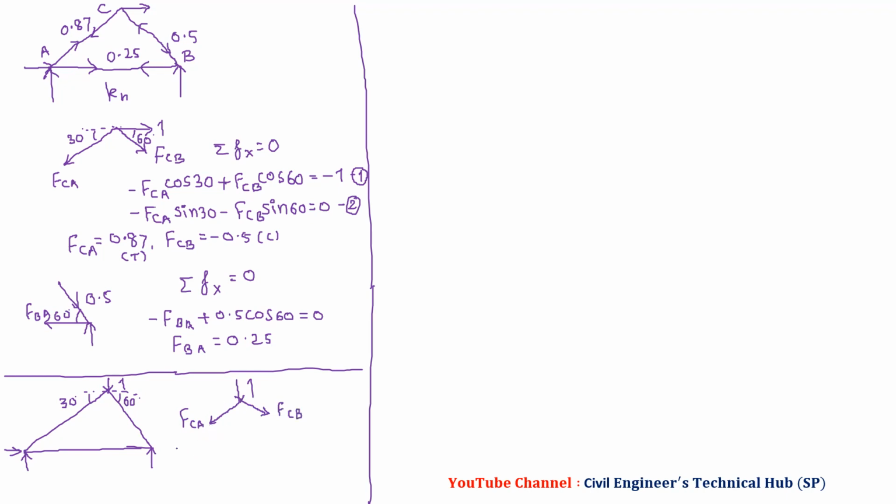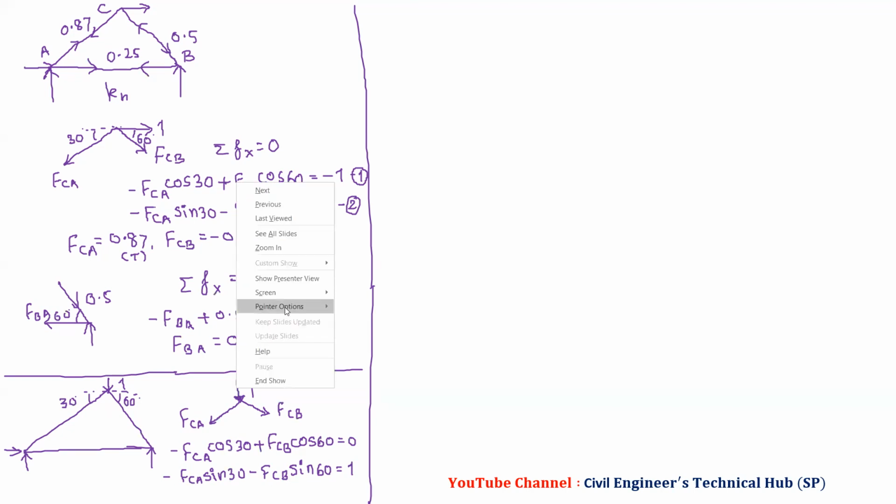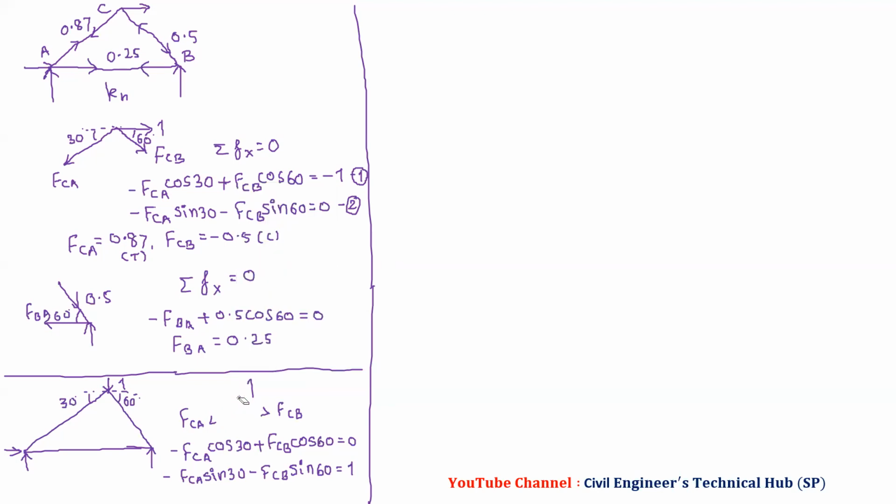So the equations, if we write: minus FCA cos 30 plus FCB cos 60 equal to 0. Another equation: minus FCA sin 30 minus FCB sin 60 minus 1. I will take it directly on this side, so it becomes 1. And then you can solve this. Sorry, I actually took this in the calculations as in the class upward, so that the values will match. Otherwise the values will not match. So we will have this in the upward direction. And therefore this becomes plus 1 on this side; minus 1 will go to the other side.